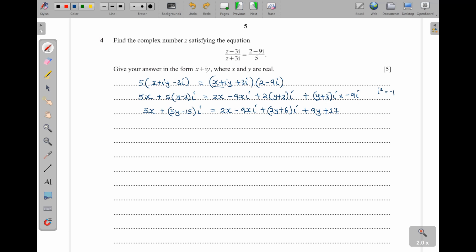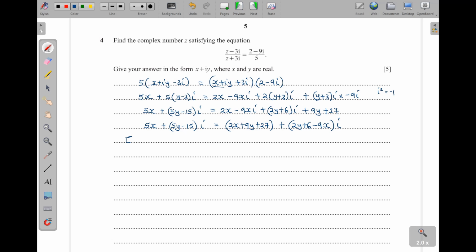Now I can have 5x here, then plus 5y minus 15 of i. I can separate the real from the imaginary. So we have 2x plus 9y plus 27. And then the imaginary is going to be 2y plus the 6, and then minus the 9x. So I'm putting all of these together because they have the i on them.